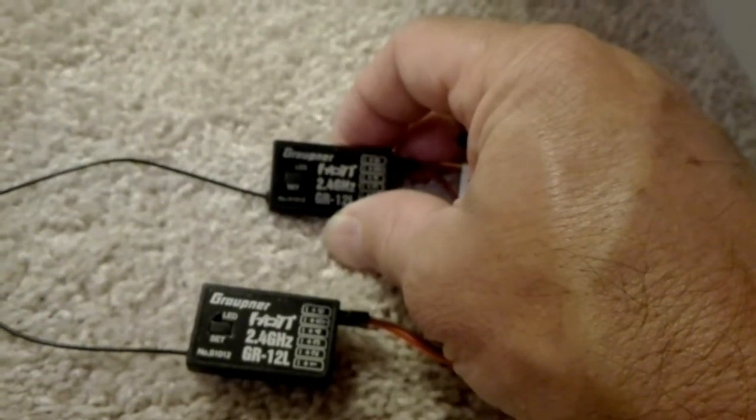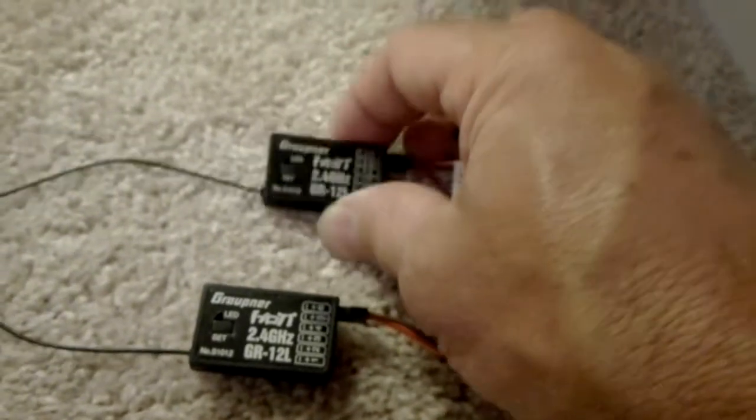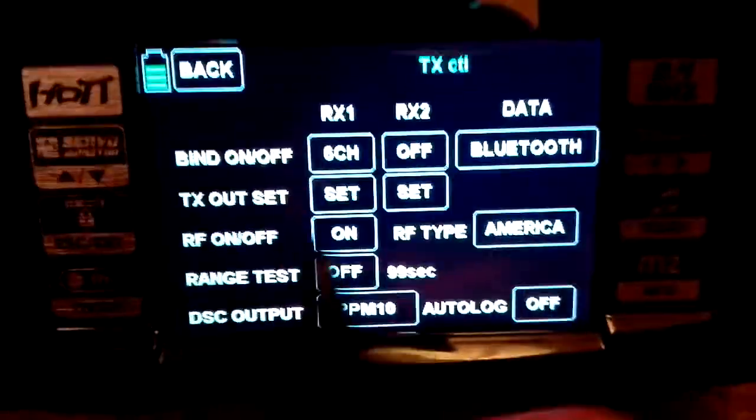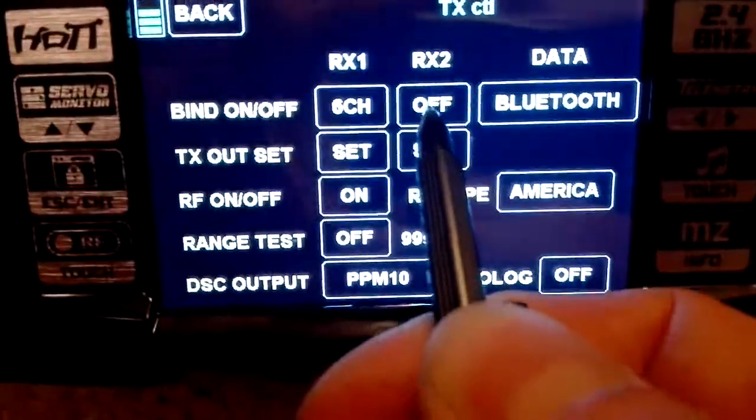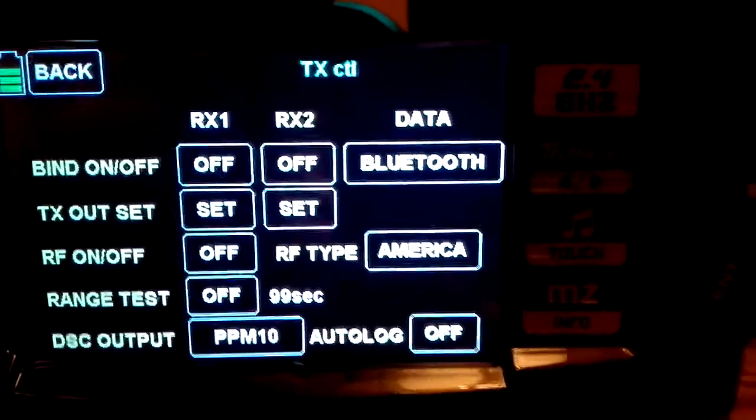So one possibility is I will just not push anything on receiver number two. And I will go to my transmitter and I will hit off. And it goes to check. And both are off. So I will bind again number one.